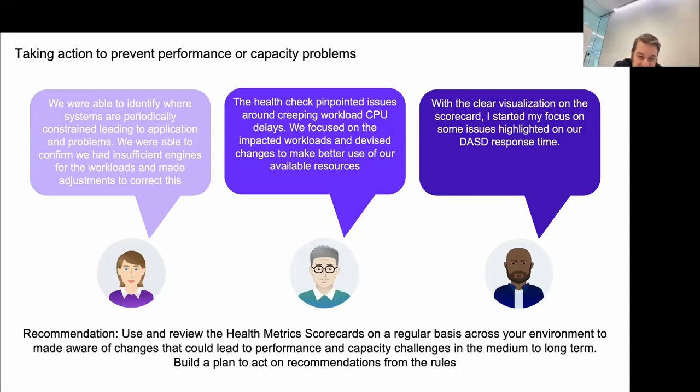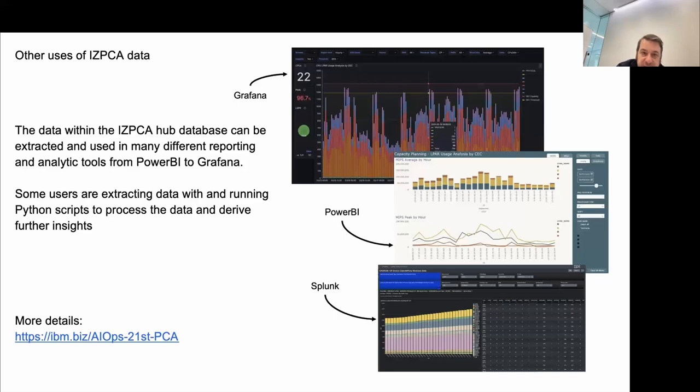So our recommendation, if you are an IZPCA user, is to start using the scorecards today and look at them on a regular basis to understand how your environment is performing. Understand where there may be issues that could grow into actual incidents that impact end users in the medium to long term, and that will help you set a plan on how to improve on that.